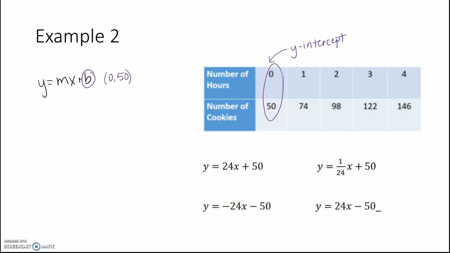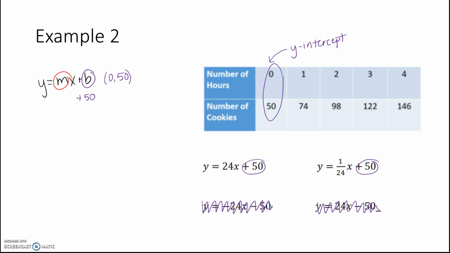So I know that my equation needs to say plus 50. Look here, I see minus 50. So I'm eliminating that. Oh, look, and that one. All right, so we're down to 2. These both say plus 50, okay? So now I'm going to work on my rate of change. I'm going to be plugging in something with x.